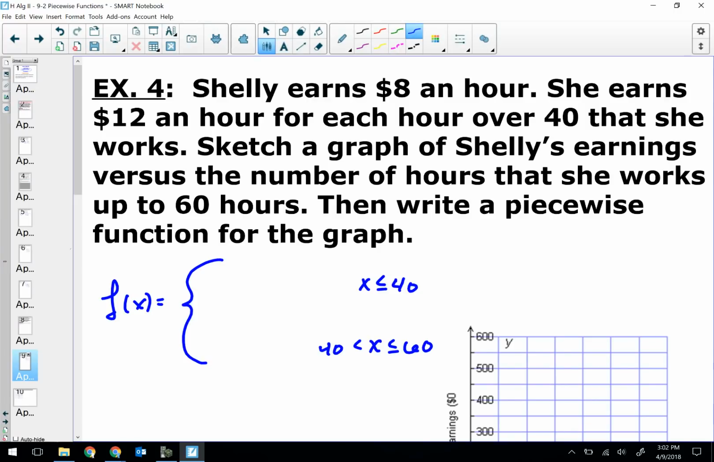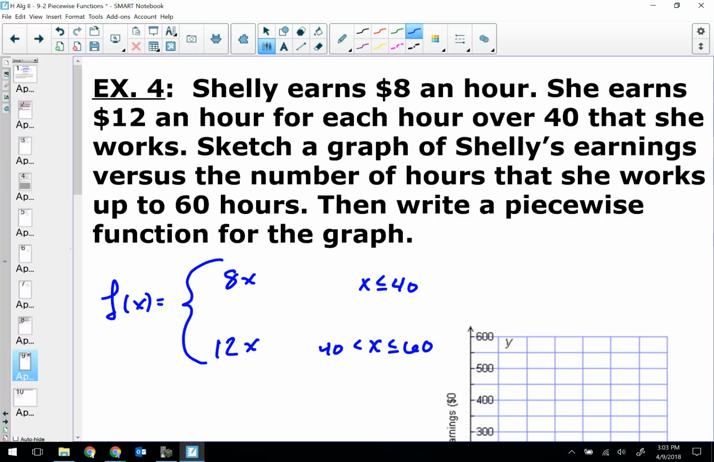Give us some space. All right, she earns $12 an hour. I'm sorry, $8 an hour. 8x for all of that, if x is less than or equal to 40, right? Okay, so what happens at 40? Well, she gets overtime pay, right? She gets overtime pay. Now, I bet you're tempted to just say 12x here. Yes and no, okay? Yes and no.